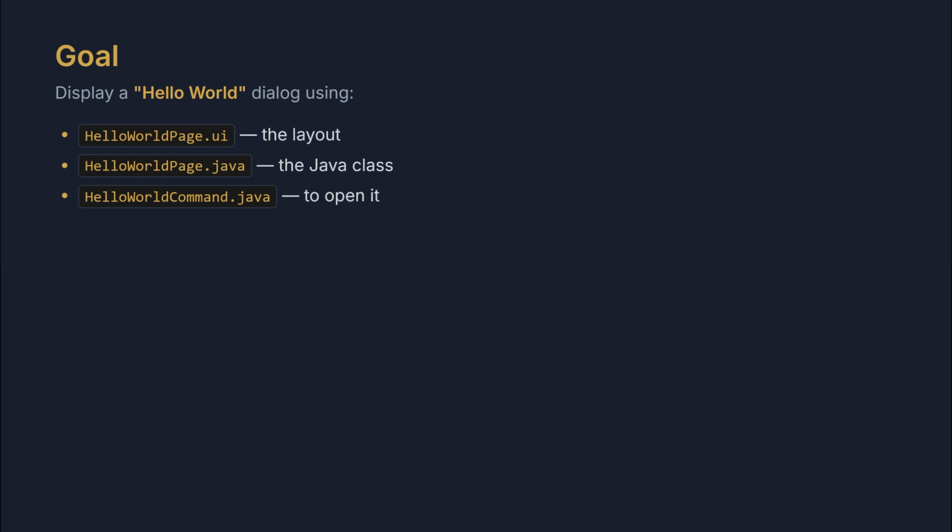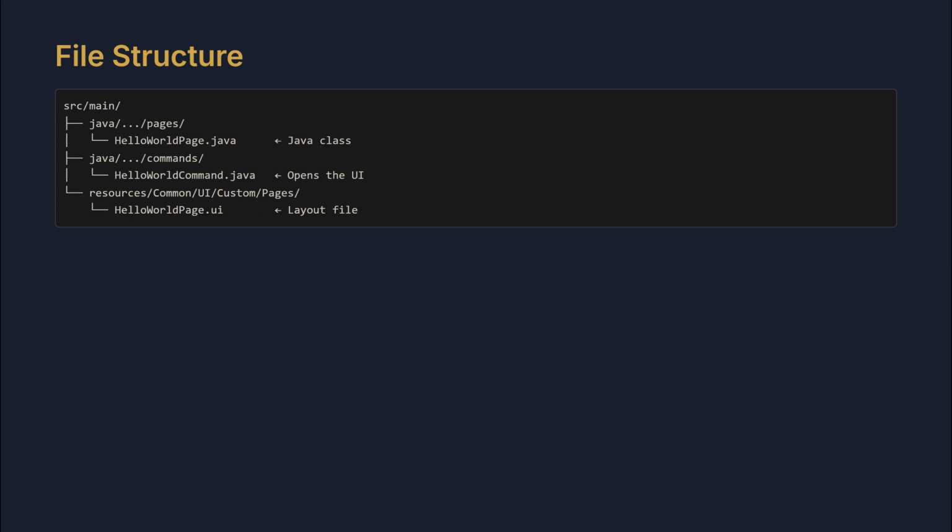So our first UI, we want to display a Hello World dialog using our Hello World page UI file, our Hello World page Java class, and our Hello World command.java to open it. This is the example file structure. We have our Java classes inside our Java packages, and then we need to create a couple of subfolders inside the resources folder. Our Hello World page UI lies in resources, common, UI, custom, pages, in exactly this spelling. And this is the location where you need to save your Hello World page.ui.